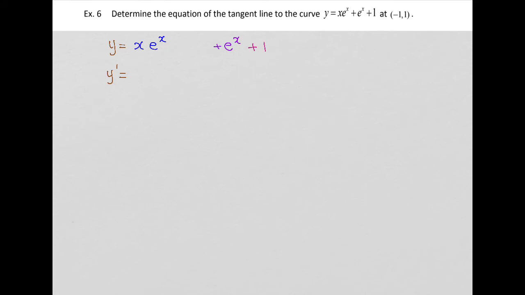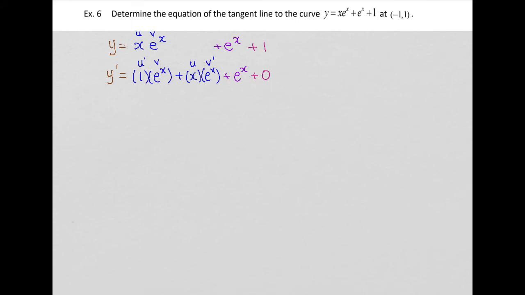The first term actually needs the product rule because there are two functions being multiplied together. So the differentiation of x, which is 1, times e to the power x, plus x times the differentiation of e to the power x, which is e to the power x. So this is u prime v plus u v prime. And what's our u and v? u is the x, v is e to the power x. And the purple one, differentiating e to the power x will be e to the power x again. And the differentiation of 1 will be 0.